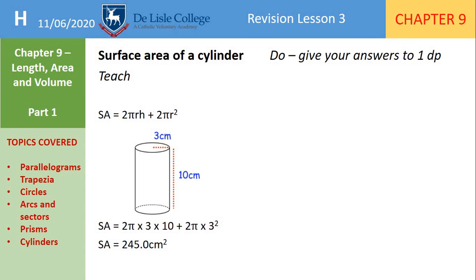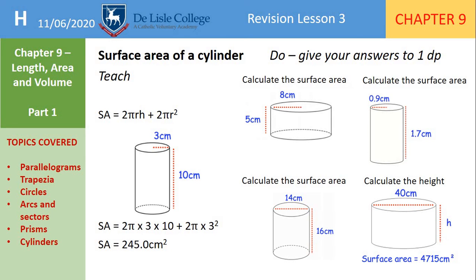You're going to have a go at some. Again, round your answers to 1 decimal place. The first three are to calculate the surface area, and the last one is to calculate the height when you're given the surface area. So make sure you write down all your working for that because you'll find it much easier. Okay, pause the video while you work through these.